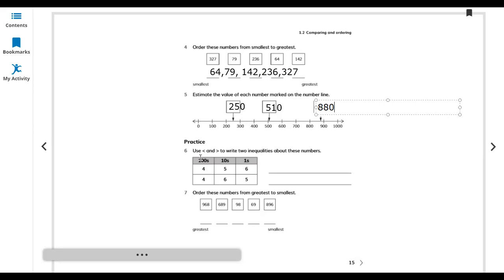Next, use the less than or greater than sign to write two inequalities about this number. So question number 6, you can write here, same, we are using less than, greater than, 456 and 465. So 456, I'm just writing the first one. 456 is greater than or less than? Obviously less than 465. First, okay, order the numbers from greatest to the smallest. Same like question number 4, which was smallest to largest, and this is largest to the smallest.